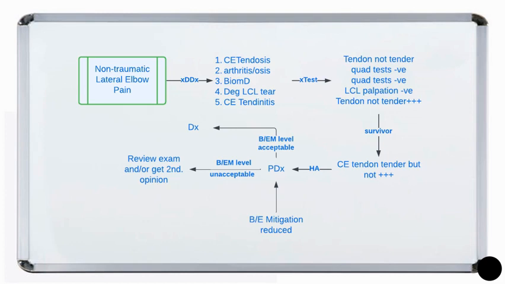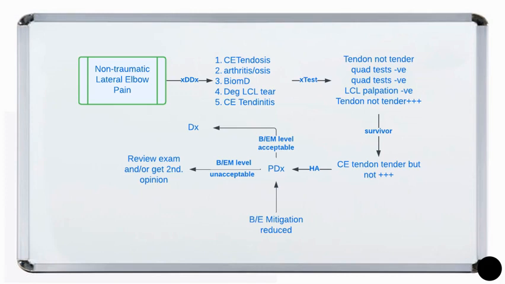For degenerative lateral collateral ligaments here, if the lateral collateral ligament is not tender to palpation, that's not what it is. And if it's not a tendinitis, then the tendon may be tender, but not exquisitely tender as you would have with tendinitis. The survivor of this, the one that shows positive here that can't be excluded, is the one we go on to. So we'll say the surviving condition is because the common extensor tendon is tender, but it's not exquisitely tender.